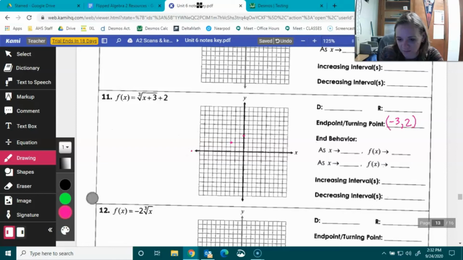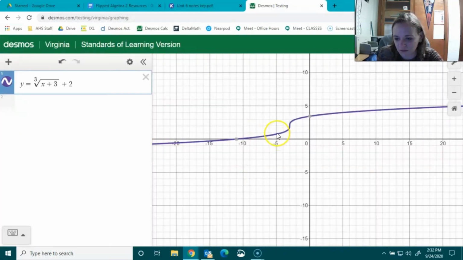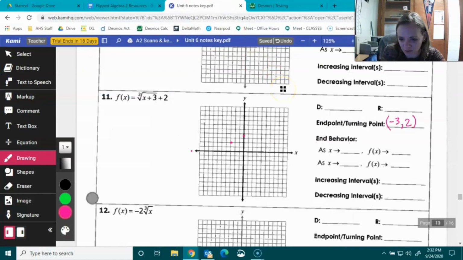All right, it's out here. Let's get a couple other points. Ooh, I'm messing myself up. Negative 5 and 0.7. Let's just get one. All right, this was my turning point, so I know I go like this, and then this one goes like this. So something approximately like that.